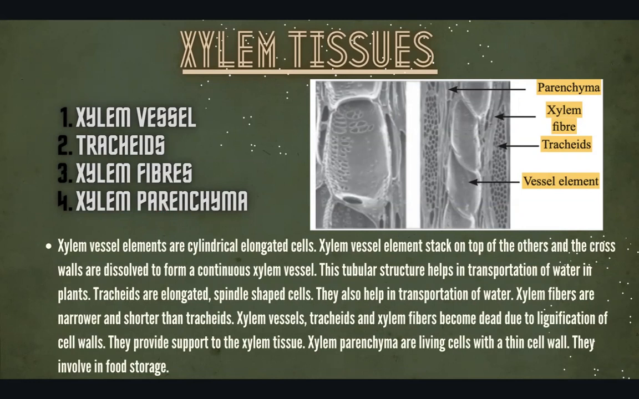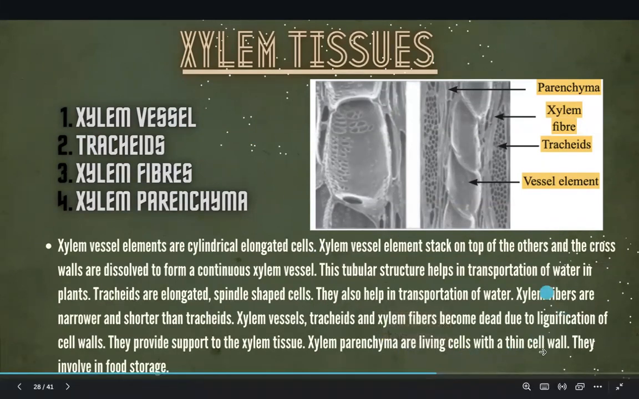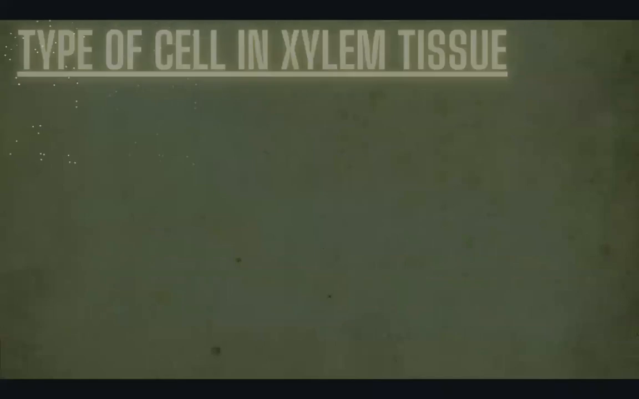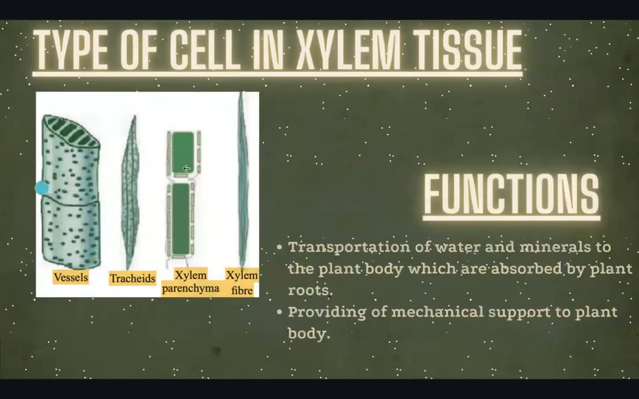So they provide support to the xylem tissue. The collection of these four types of cells gives the support to the xylem tissue. And then here, xylem parenchyma living cells with a thin cell wall, and they are involved in the food storage, food synthesis. So here, xylem parenchyma, tracheids, vessels, and xylem fiber. Next, well, commonly in permanent tissues, it provides support to the plant body. It's a function we can see commonly.